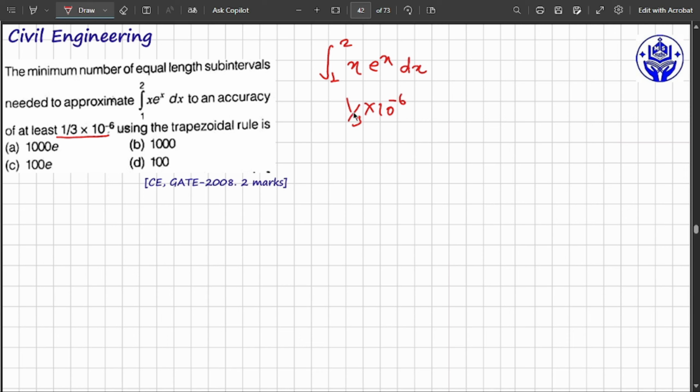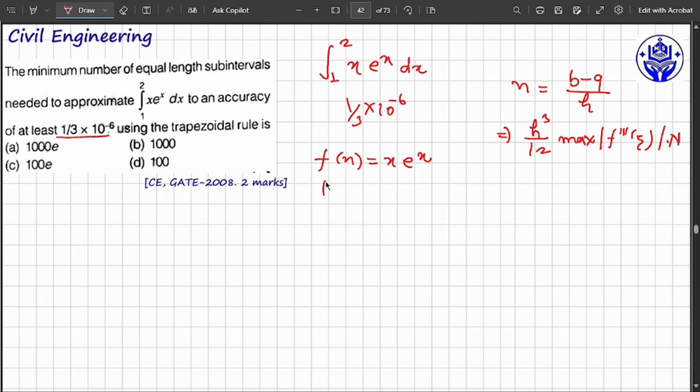Now what is the interval length you will find? How will you find the interval length? n equals b minus a divided by h. What is h? How will you calculate h? We can easily find h using that. Basically, to calculate n here, we will have the formula h cube by 12 into the maximum of the second derivative. Now we have function f of x equals x e to the power x.